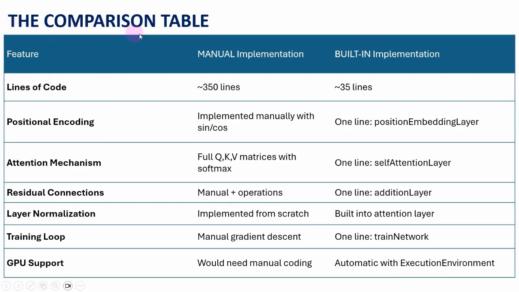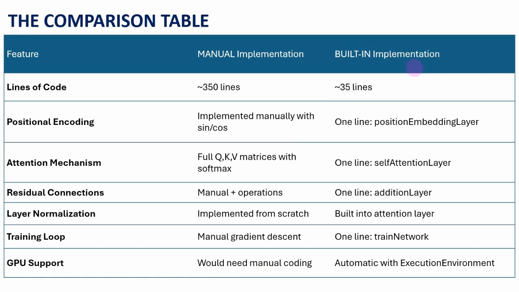Now let me show you a direct side-by-side comparison of the two approaches. This table tells the whole story of how much work MATLAB's built-in layers save us. So here's what this table really shows us. The manual implementation is like learning to drive a manual transmission car. You have to coordinate the clutch, gear shift, and accelerator. It's harder, but you truly understand how the car works. The built-in implementation is like an automatic transmission. You just press the gas and brake. It's easier, but you might not understand what's happening under the hood.